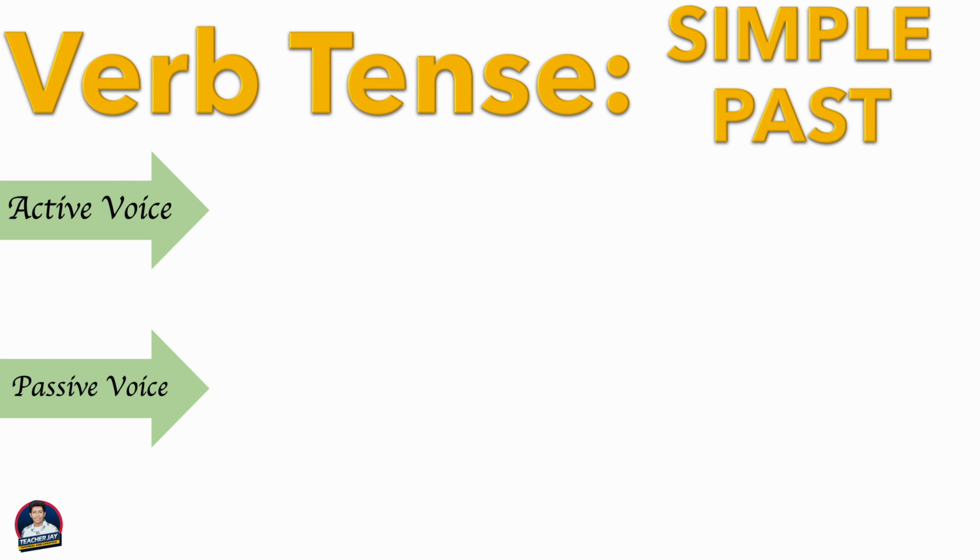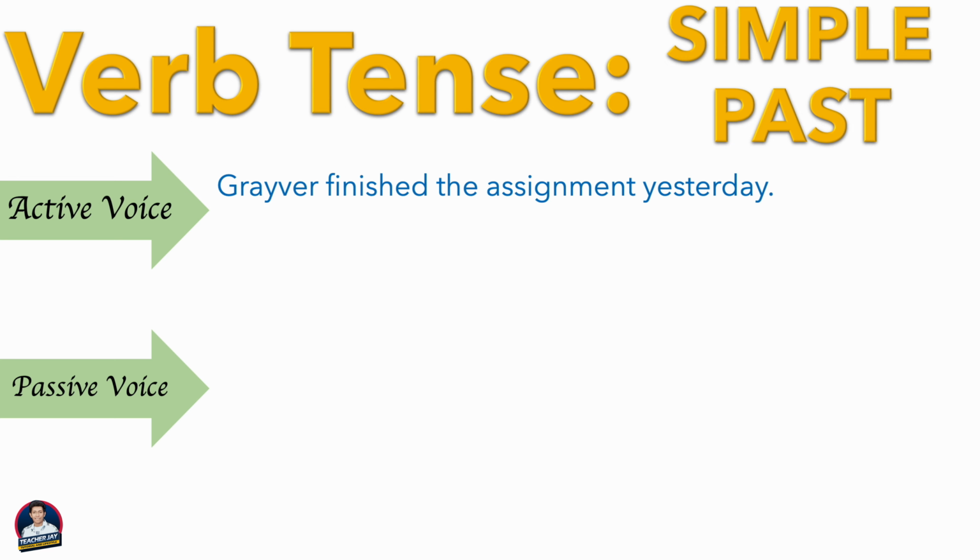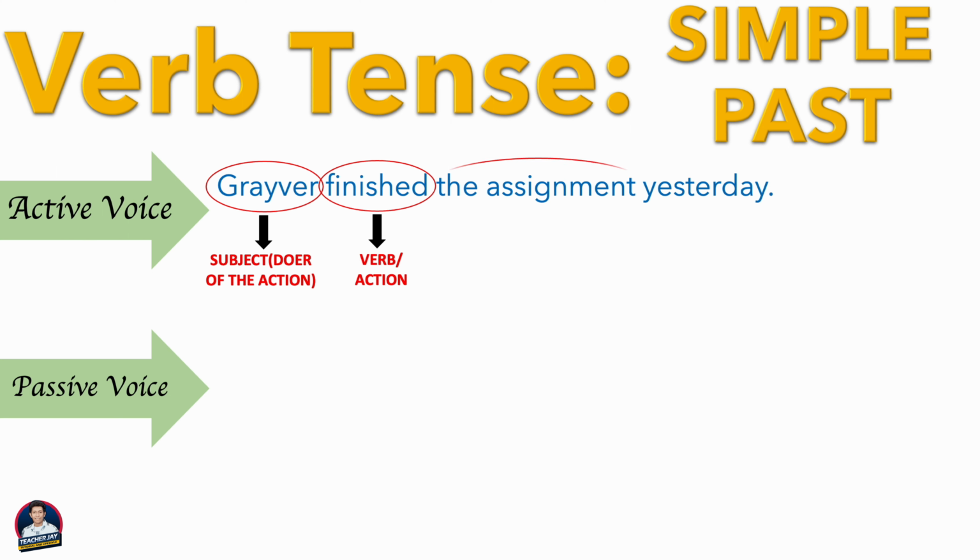Let's have another example of an active voice using the simple past tense. Graver finished the assignment yesterday. In this example, we have Graver as our subject, or the one who performs the action, which is finished. Okay, that's our verb or action. And then the assignment here is the one that receives the action, or our direct object. It answers the question, what did Graver finish? So the answer is Graver finished the assignment. Okay, it receives the action of the verb.